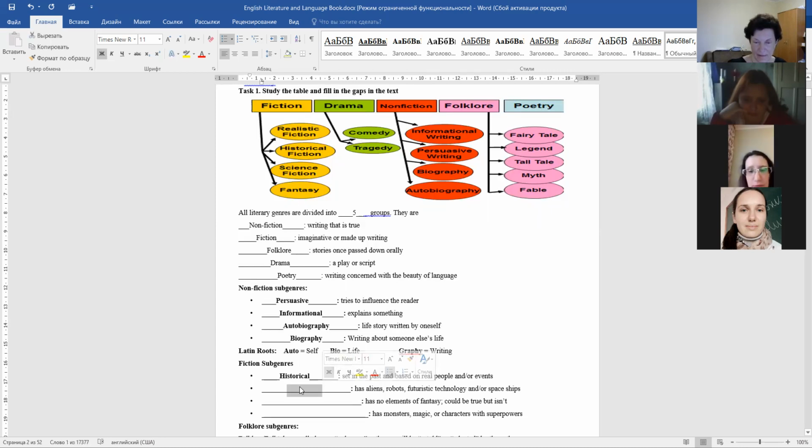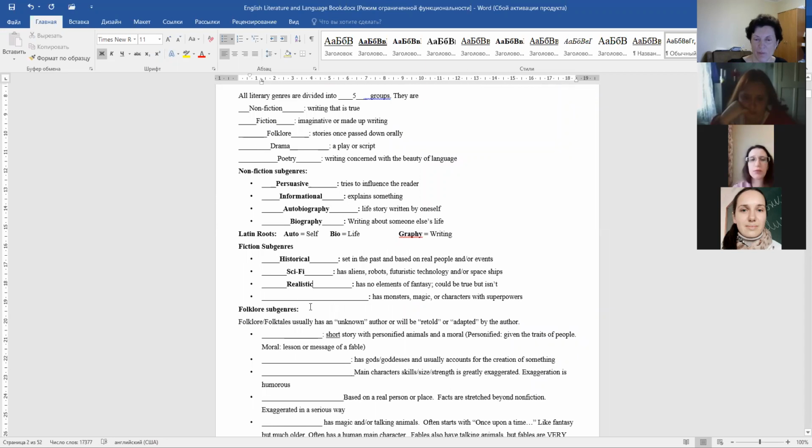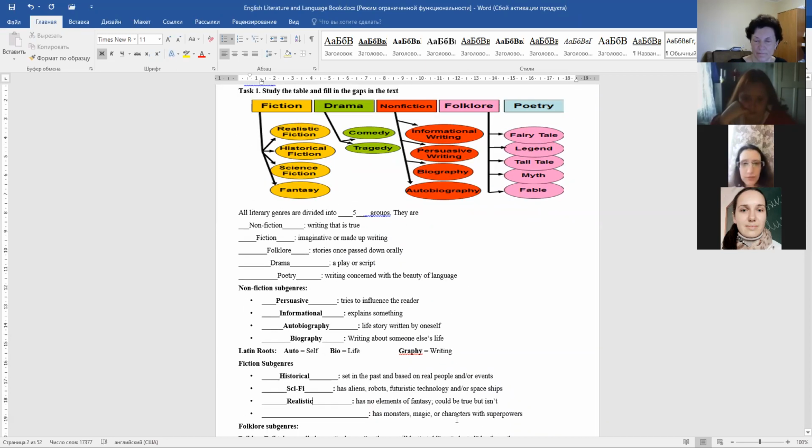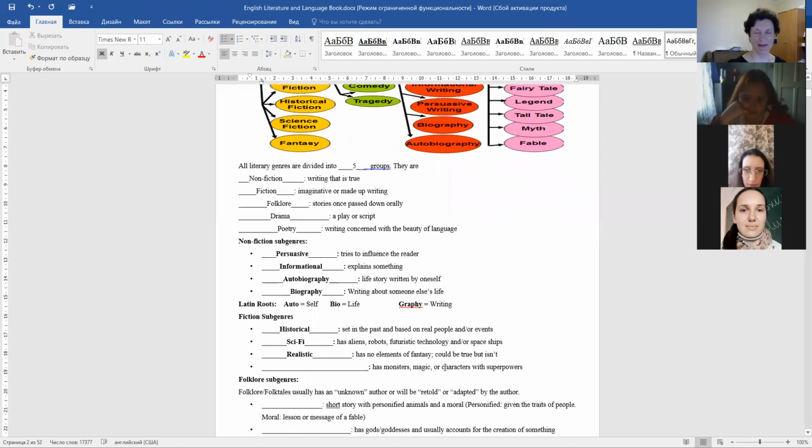Has aliens, robots, futuristic technologies, and or spaceships, science fiction. Very good. And the abbreviation for science fiction will be sci-fi. Has no elements of fantasy, could be true, but isn't: realistic fiction. Perfect. Has monsters, magic, or characters with superpowers. Marin, for today, your word is character. Characters. Magic. It is fantasy. Good. It is fantasy.